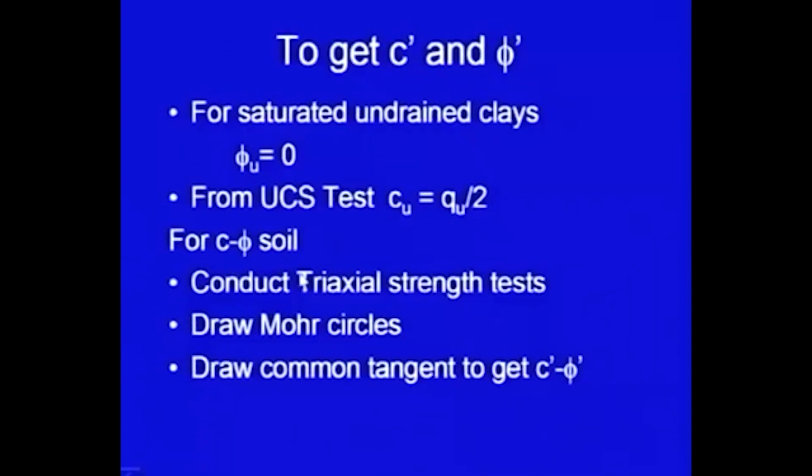If it is a C phi soil, then we have to conduct the triaxial strength test as I discussed. Then you can draw the Mohr circles, and then you can draw a common tangent to all the Mohr circles, and C dash you can get as the intercept on the y axis and phi dash as the gradient of the failure envelope.